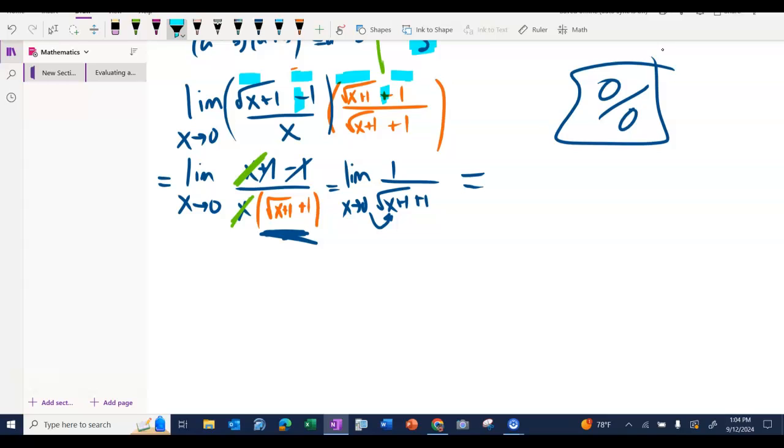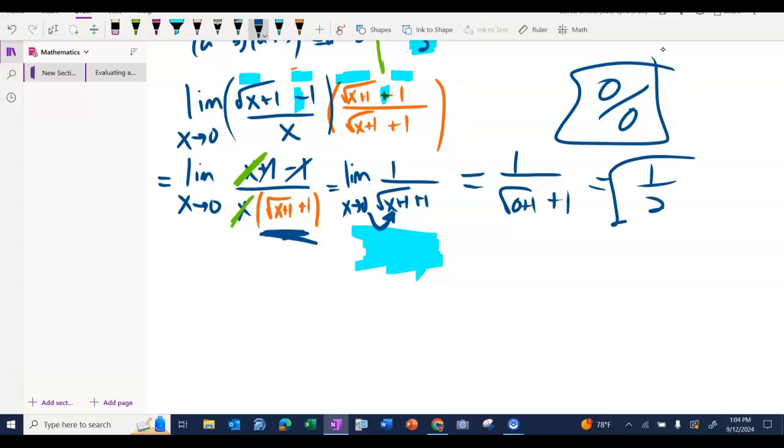Because what I know for these carefully engineered problems is that ultimately, at the last step, after I simplified all that mess, I can then substitute that 0 in. So now I'm going to substitute that 0 in for x. I get root 0 plus 1 plus another 1. So I end up with 1/2.